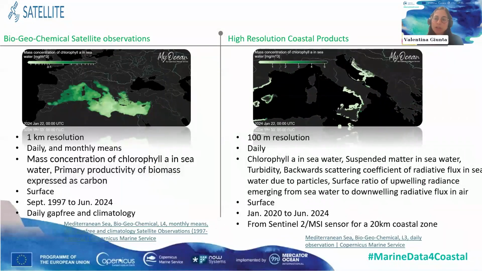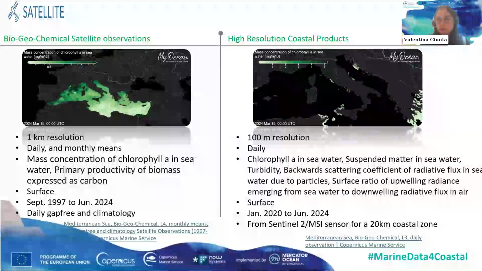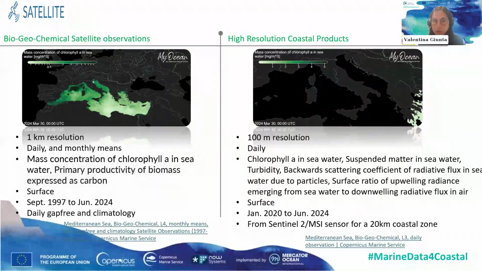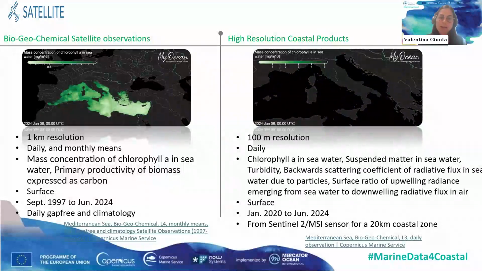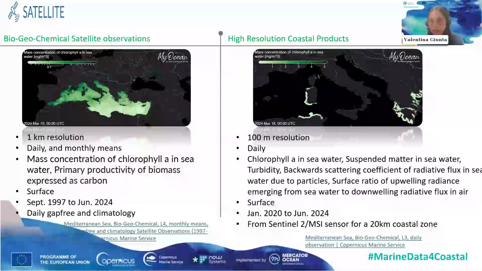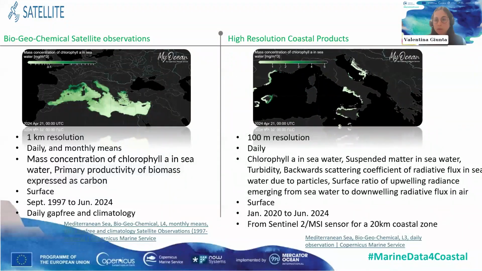And then if you would like to have something that is more high resolution at the coastal area, we have high resolution coastal products coming from the Sentinel-2. These ones have a resolution of 100 meters. The temporal resolution is daily. You can find information regarding chlorophyll, suspended matter, turbidity, BPP, upwelling, radiance, and many other variables as well. And it can be found from 2020 up to 2024.